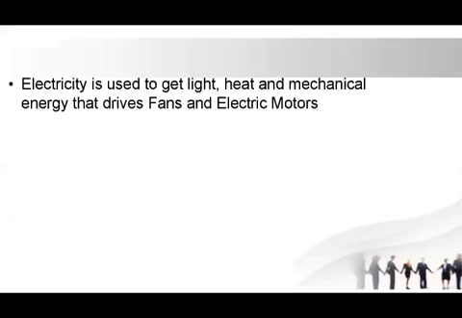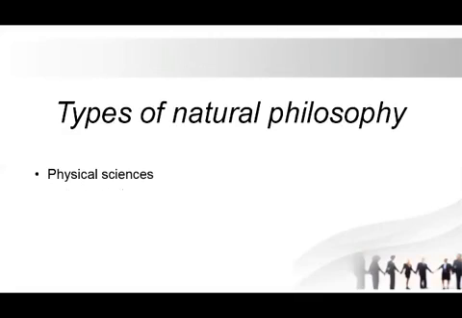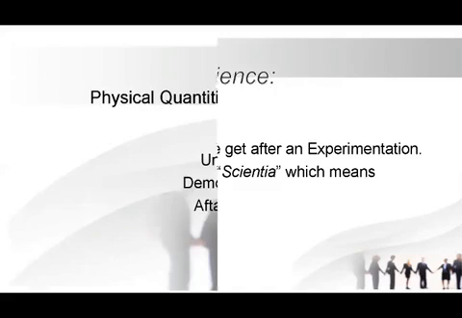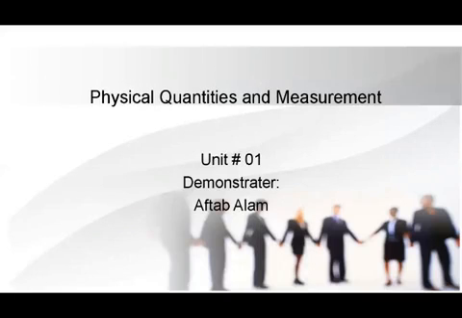A little review of these lectures. Physical quantities and measurement. So physical quantities are all measurable quantities. For example, pressure is a physical quantity. Volume is a physical quantity. Because we can measure volume, we can measure pressure. We can measure time, so time is a physical quantity.